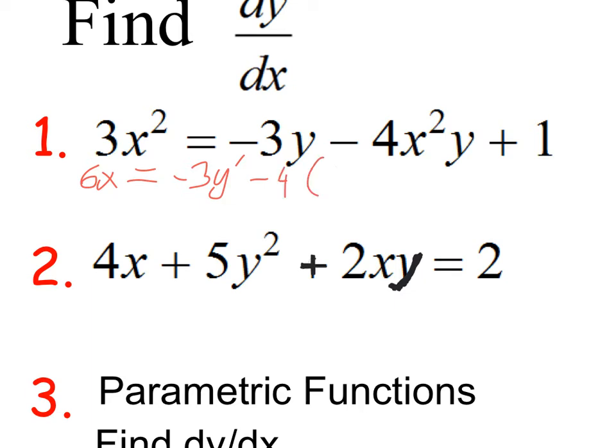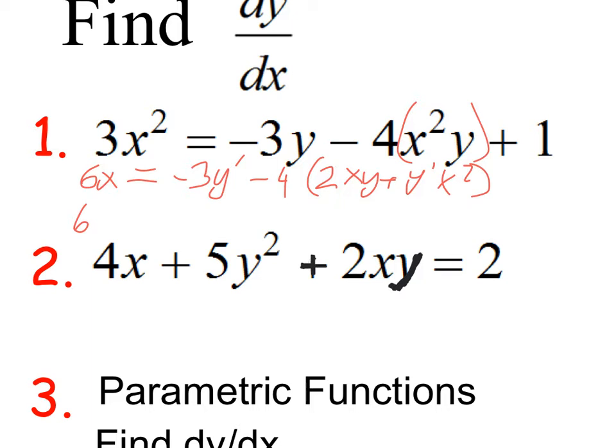That's going to be 4 times the derivative of whatever, and let me put parentheses right here. And the derivative of 1 is just 0. Alrighty, so let's do the inside. That would be 2x times y plus y prime times x squared. Alrighty, that's taken care of.